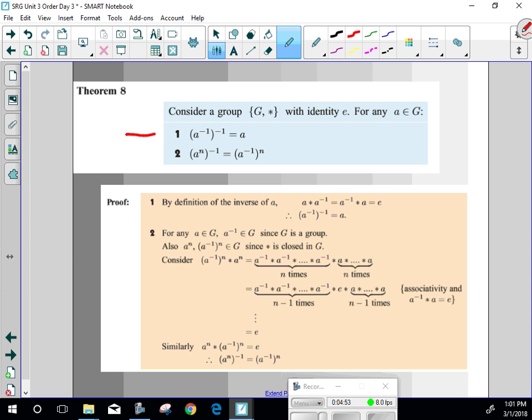Here are two other theorems that I think are not proven very well here. This one, I'd really be interested in what you think is going on with this. A star A inverse equals A inverse star A equals e. This is what we started with. How did they get this? Anybody see how they went from here down to there? I get this. This is the definition of inverse. But what's happening there?